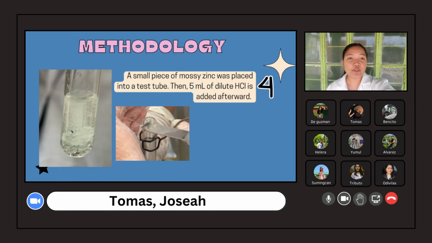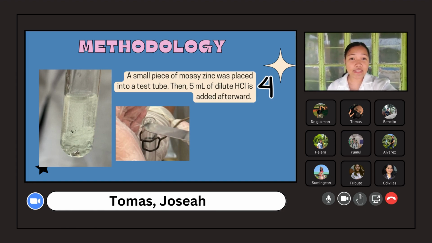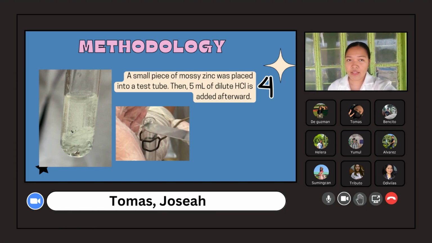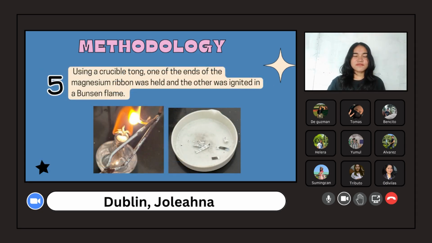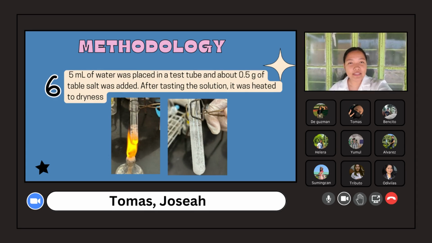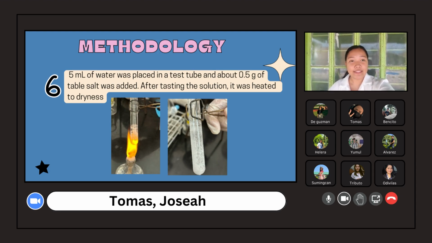The fourth step is to carefully insert a small piece of mossy zinc into a test tube and then add 5 ml of diluted hydrogen chloride. Observe the resulting reaction. The fifth step of the procedure involves taking a piece of magnesium ribbon, holding one end with crucible tongs, and igniting the other end in a Bunsen flame. The sixth step in the procedure is adding roughly 0.5 gram of table salt to the 5 ml of water placed in a test tube.